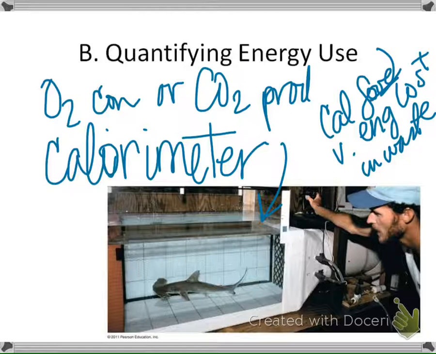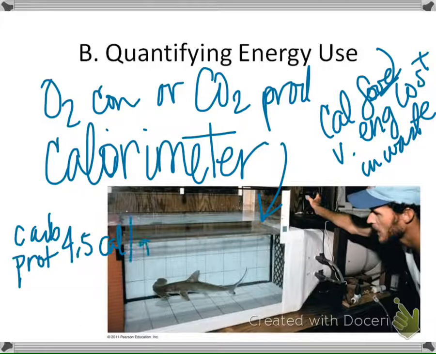Remember, when you talk about food, carbs and proteins have approximately 4.5 cals per gram, and fat has 9, double that, cal per gram.